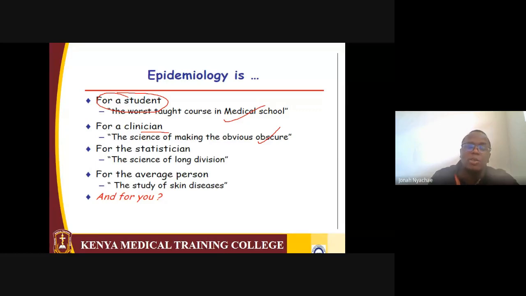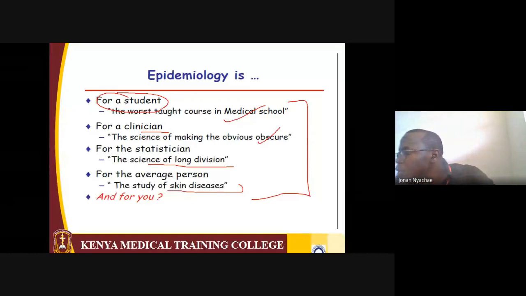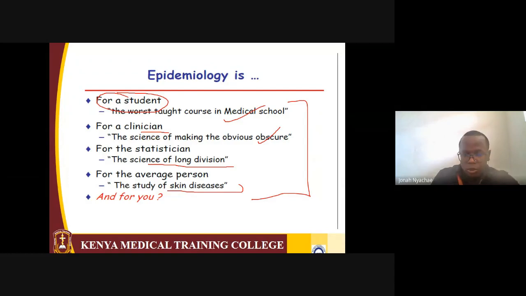A statistician also sees epidemiology in another dimension, as a science of long division, where you have to calculate tedious mathematics to generate meaning, particularly for analytics. And for an average person, it is just the study of skin disease. So you see, there are a lot of definitions. My question for you is, what do you think epidemiology is, or what does it mean to you as a student who has the opportunity to learn epidemiology in class?